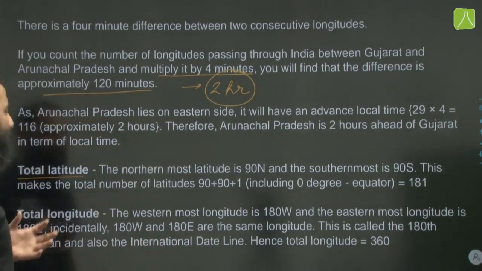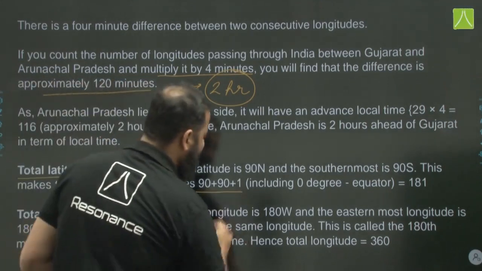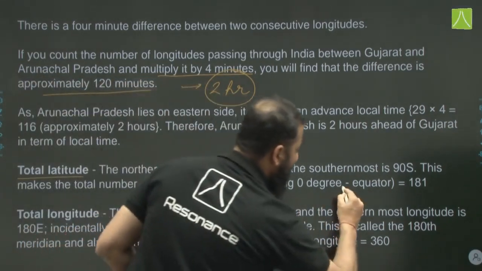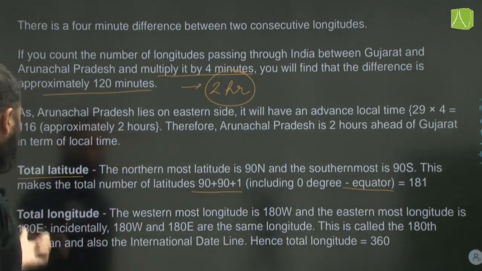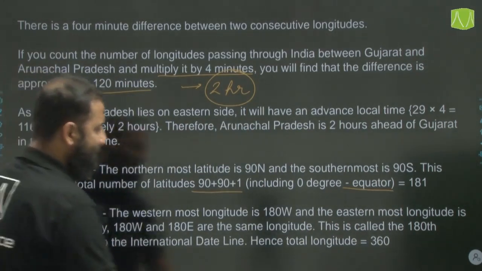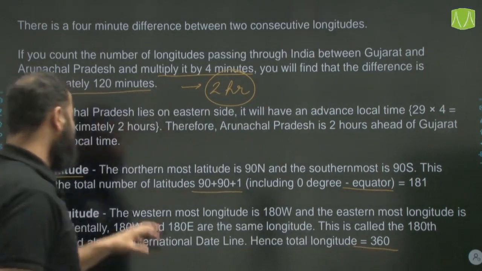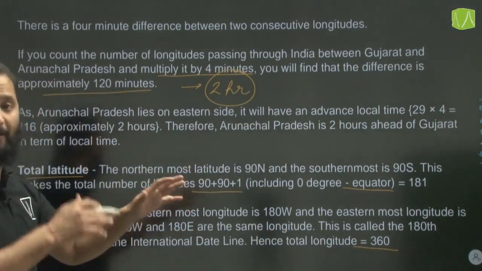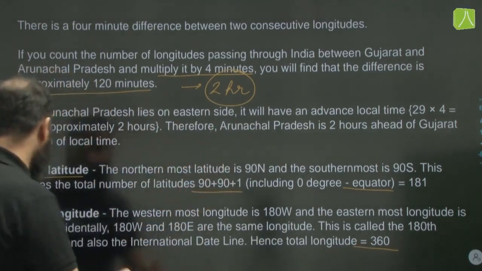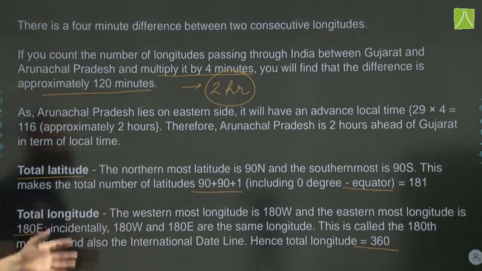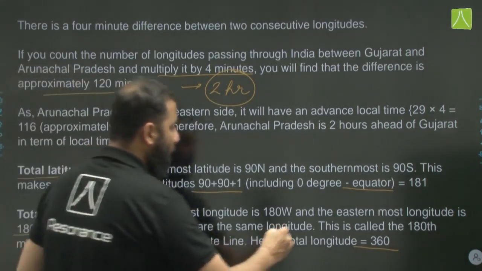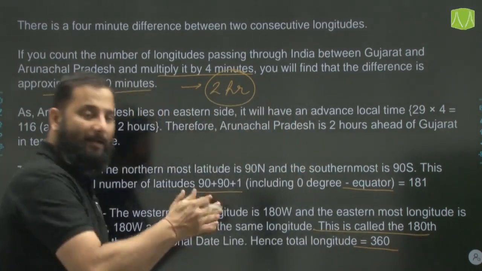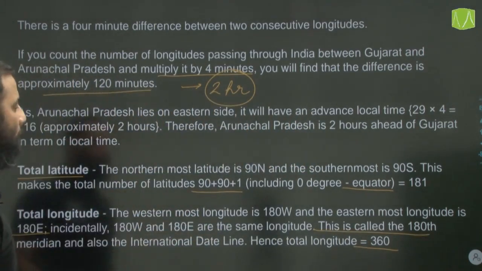Now, total latitudes are 90 plus 90 plus 1, including the 0 degree, that is the equator, so 181, and total longitudes are 360. That is, the westernmost longitude is 180 degree west and the easternmost longitude is 180 degree east. Incidentally, 180 degree west and east are the same. So, therefore, we take 180 plus 180 to get 360.